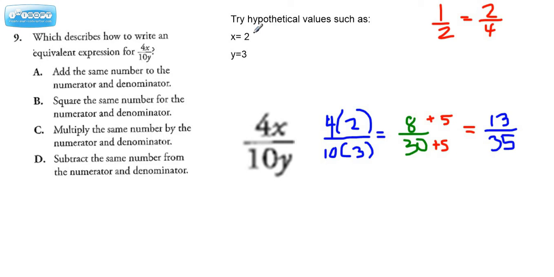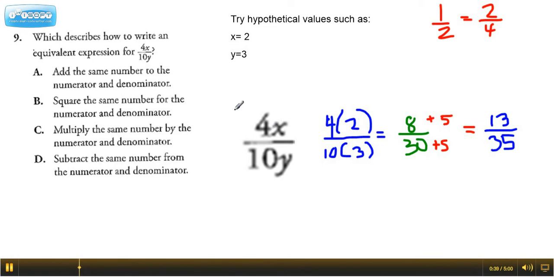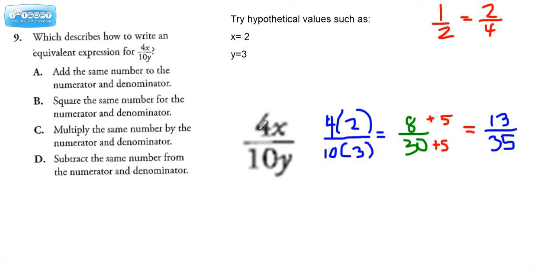So if we try simple numbers, like how about for x we'll try 2 and for y we'll try 3. So we're just rewriting this expression, and now we substitute in the values. Remember, this means 4 times x, and if we substitute in the value for 2, 4 times 2 would give us 8. If we substitute in the value for 3, 10 times 3 would give us 30. So we come up with a numeric expression when we substitute our hypothetical values of 8 divided by 30.